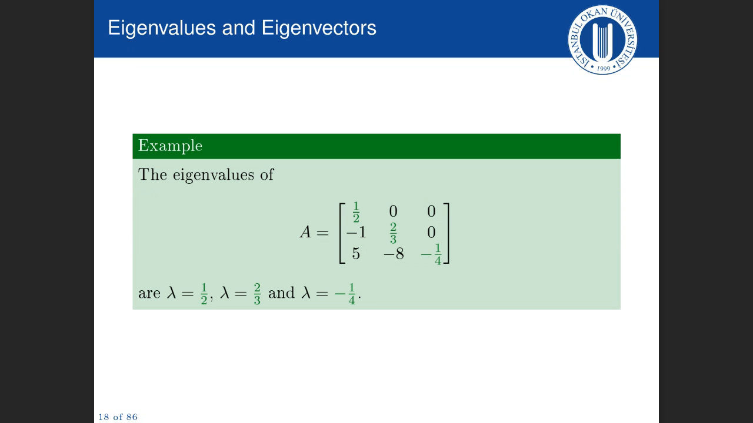For example, this is a lower triangular matrix. The eigenvalues of this lower triangular matrix, we don't need to do any work, we don't need the characteristic equation, we don't need any formula, we just look at the entries on the main diagonal, and we can see that the eigenvalues are 1/2, 2/3, and -1/4.